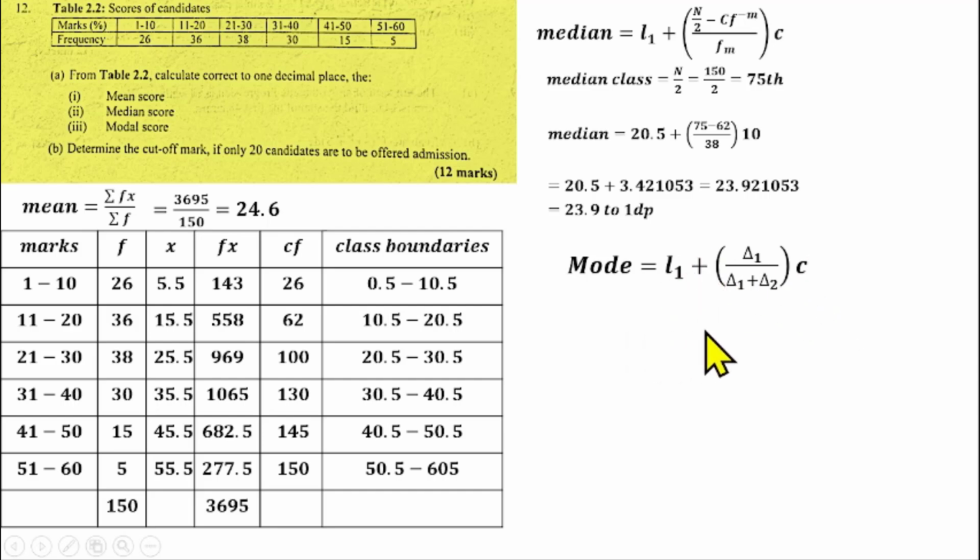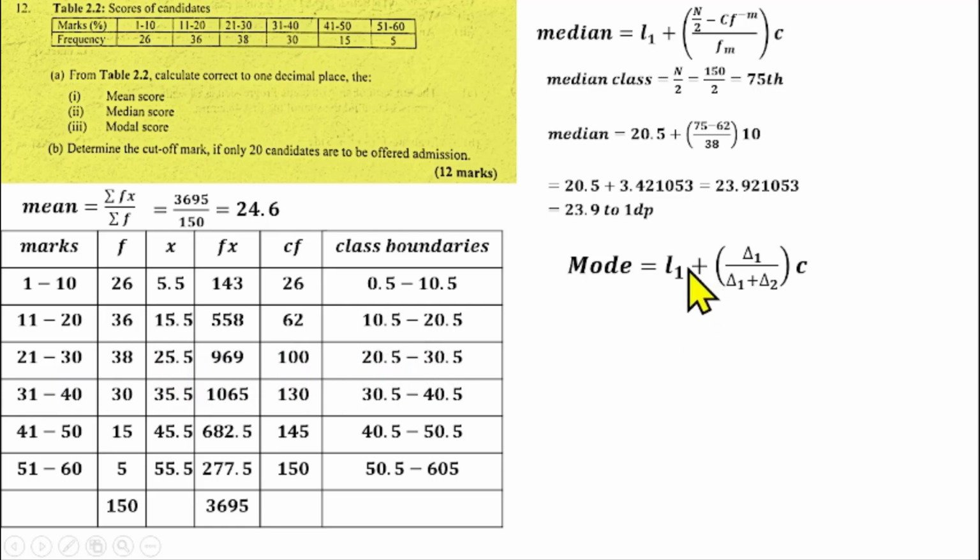So the question is, how do we know the modal class? The modal class is the class with the highest frequency. So you look at the frequencies here, and the highest frequency is 38. That means we are working on this class as the modal class.